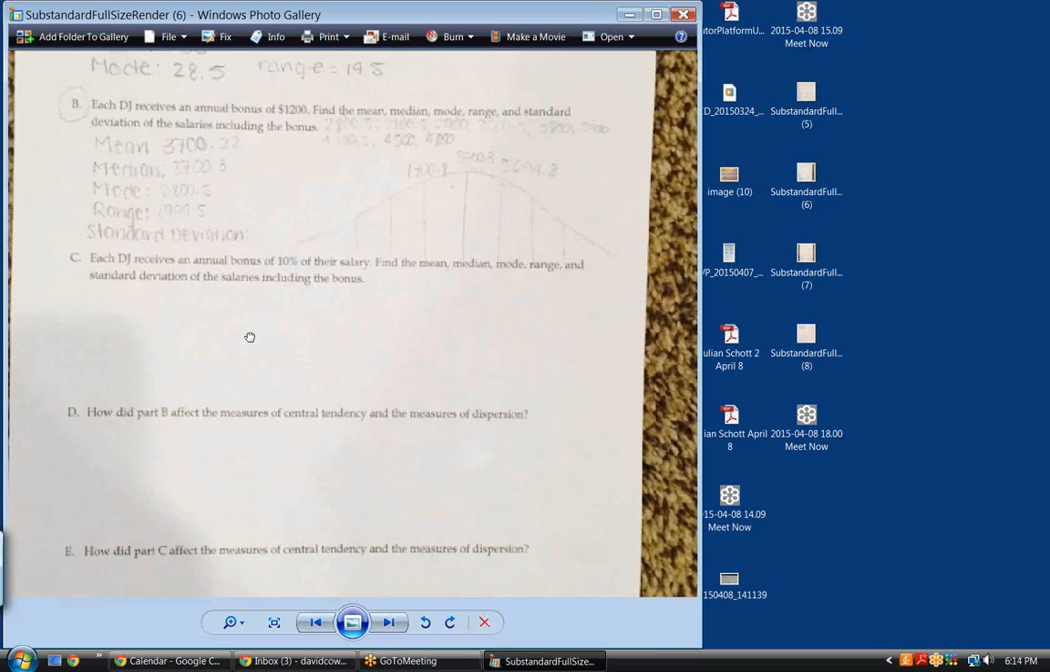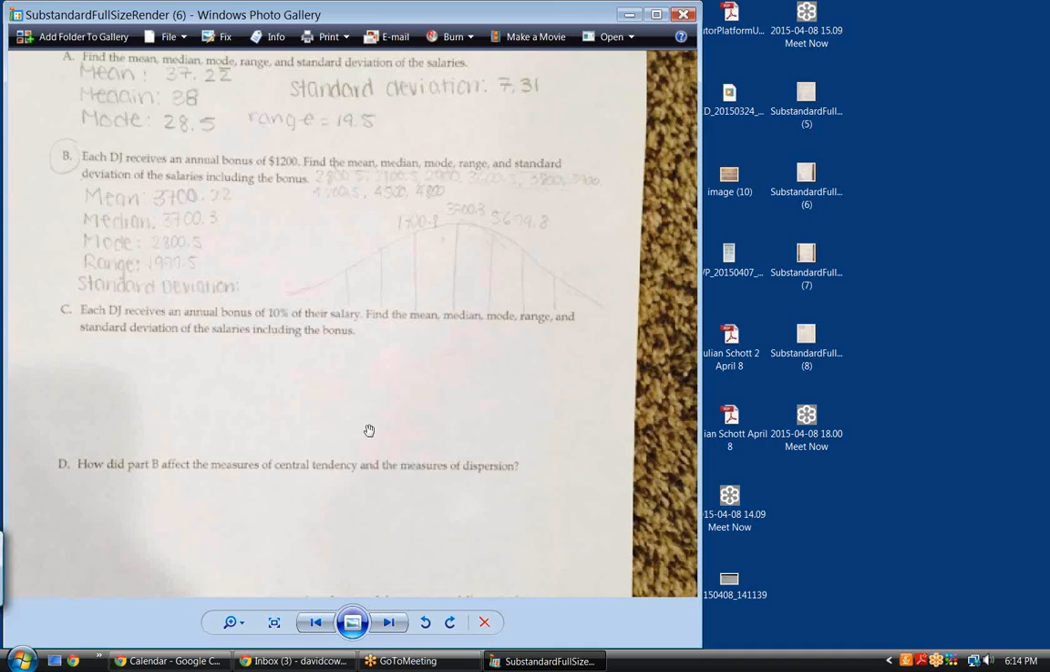All right. Let's see. Each DJ receives an annual bonus of 10% of their salary. Okay, now this is a little different. Well, in other words, it's not the same bonus for everybody.